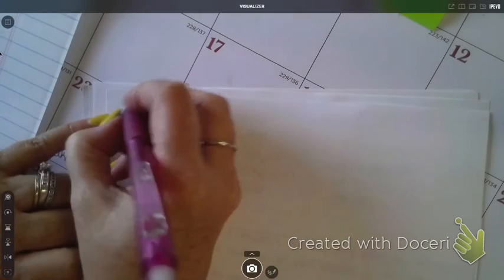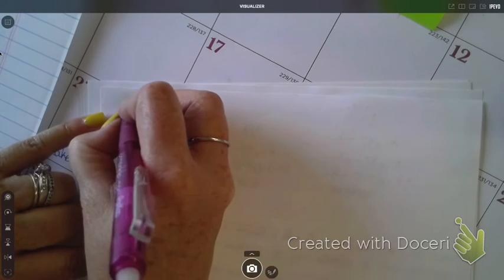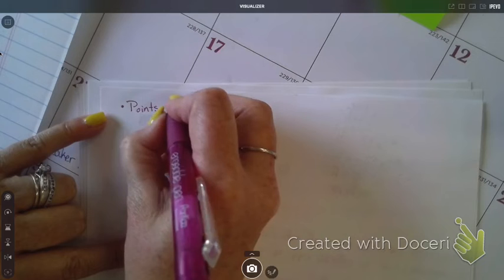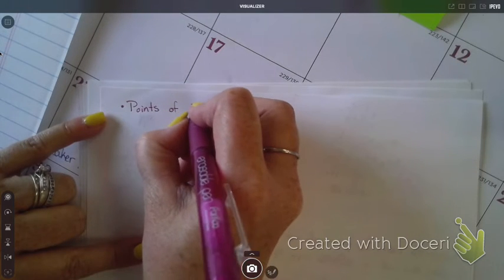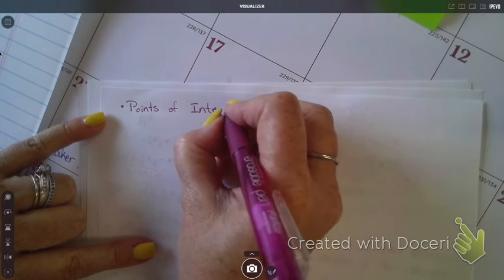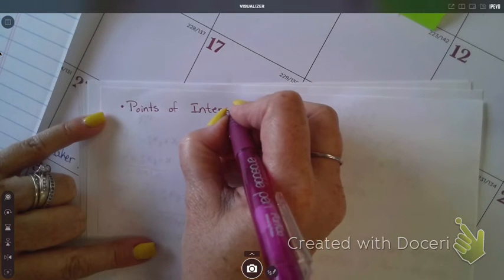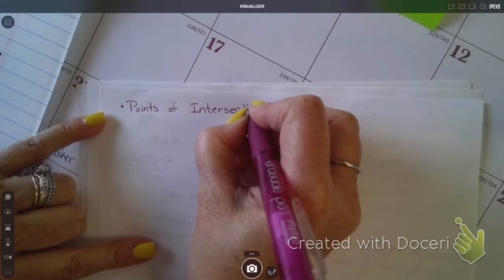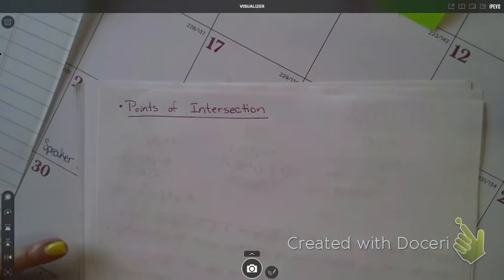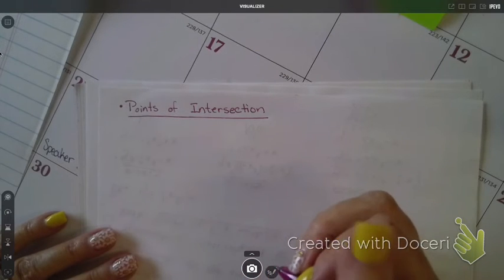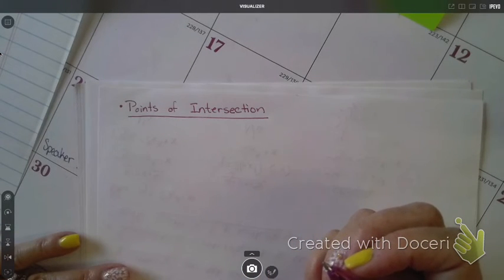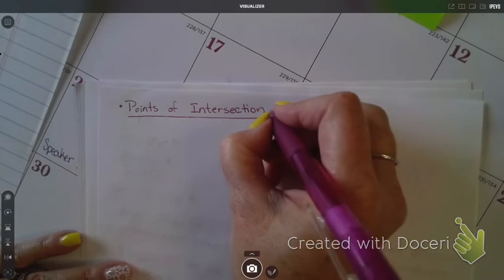Okay, points of intersection. What is a point of intersection? Where two functions cross. Okay. We will have a lot of non-functions, so two equations cross, two curves cross. Where two objects meet. We have lots of intersections in our world now. So how do you find points of intersection? By setting your equations equal to each other. And that's it.